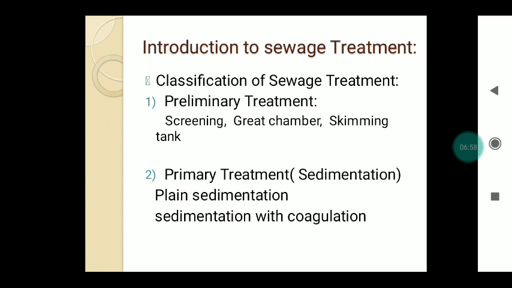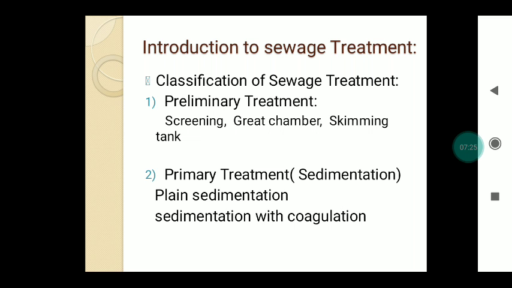The next one is the skimming tank. That is for the thin layer which is formed on the surface of the sewage, which can be removed in a skimming tank. This is the preliminary treatment of the sewage. The second treatment is the primary treatment, that means sedimentation. In sedimentation there are two types. The first one is plain sedimentation.